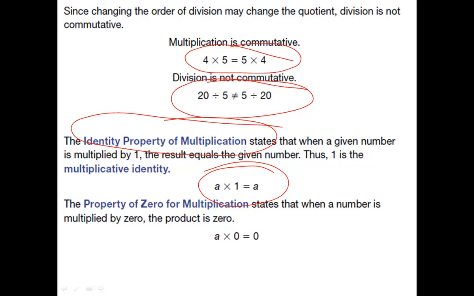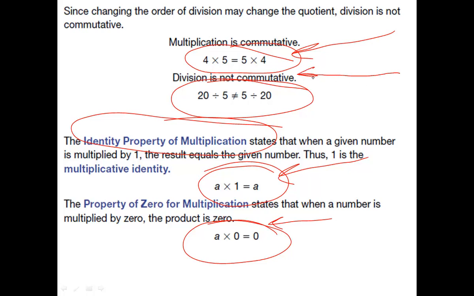The property of 0 for multiplication states that when a number is multiplied by 0, the product is 0. So if they ask what property does that illustrate, you would say the property of 0 for multiplication. If they ask you on a test what property this illustrates, you would say that illustrates the identity property of multiplication. If you saw this and they asked what property that illustrates, you'd say that illustrates the commutative property of multiplication. Understand that division cannot be commutative because these do not equal the same thing.